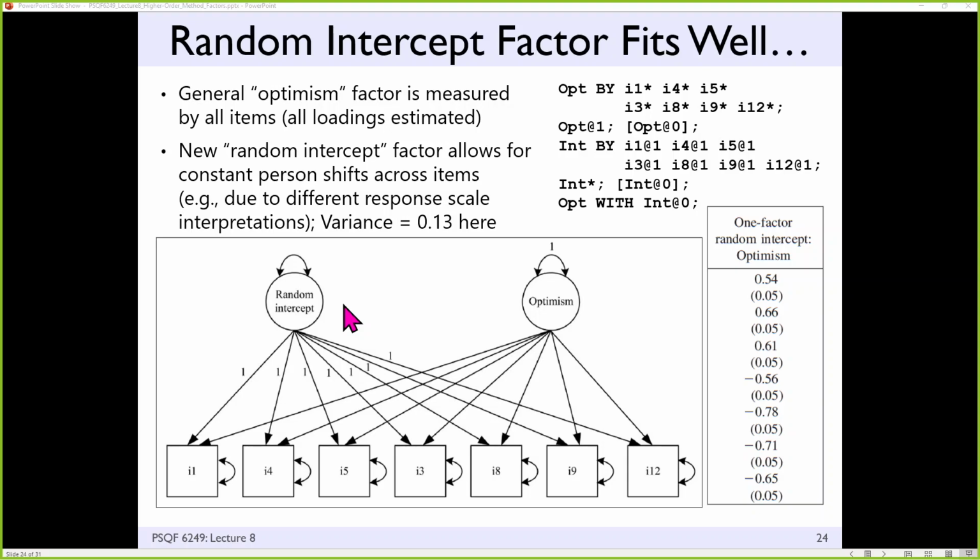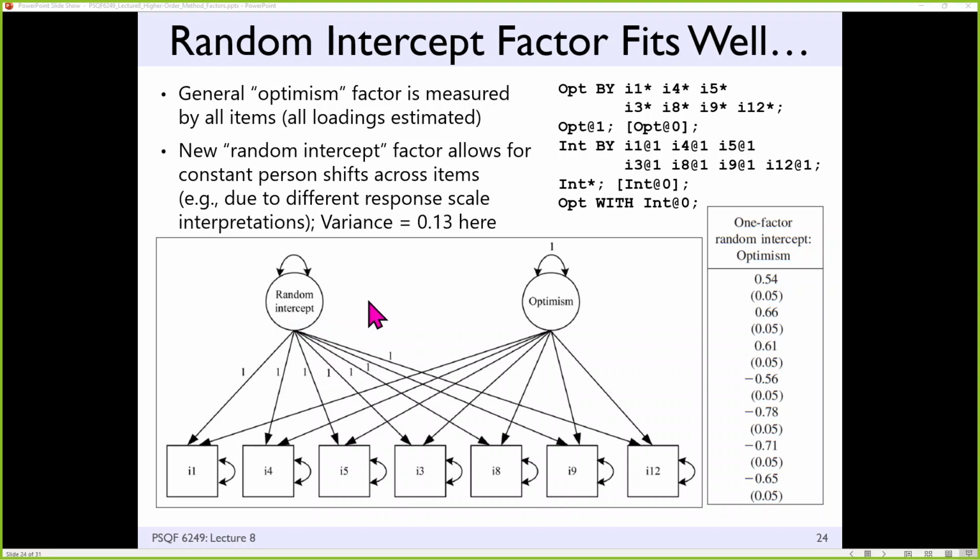Fixed to 1, specifically with the variance estimated. Yeah, that's a Rasch model, or a 1PL. So theta is a random intercept in a Rasch model. Boom. They interpreted this as a person shift due to different response scale interpretations. That's what they called this.